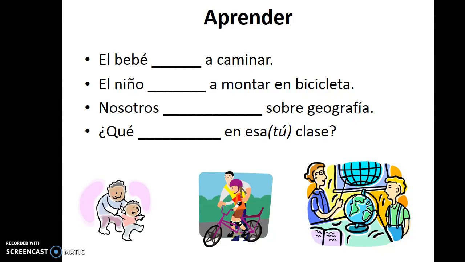And then our last one, que, oops, and my blanks are wrong here. This tú in parentheses should come right after the blank. So it should say, que blank tú en esa clase. So what do you learn, or what are you learning in that class? Okay, so what do you remember about tú? It will always end with S. Okay, so ¿qué aprendes? ¿Qué aprendes tú en esa clase?